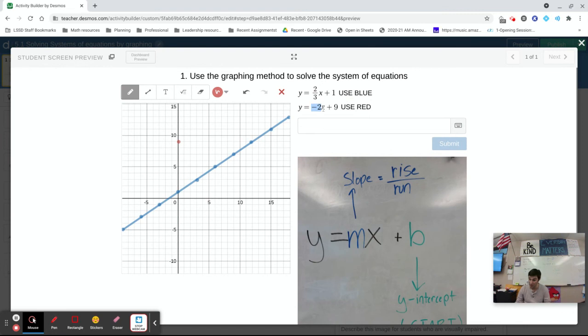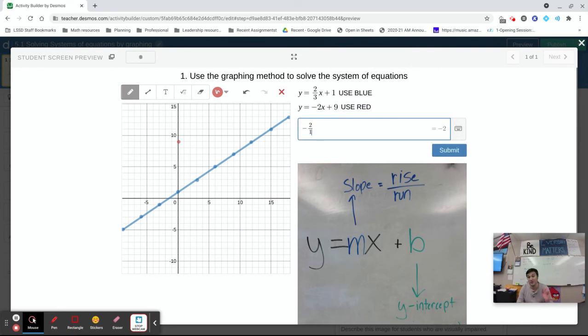It's a negative slope, which means I'm going to have to go downhill when I go from left to right. Now, there's no denominator, so I know that I need to go over 1. -2 is the same thing as -2 over 1. They're the same thing. Down 2 over 1. Down 1, 2 over 1. Down 2 over 1.